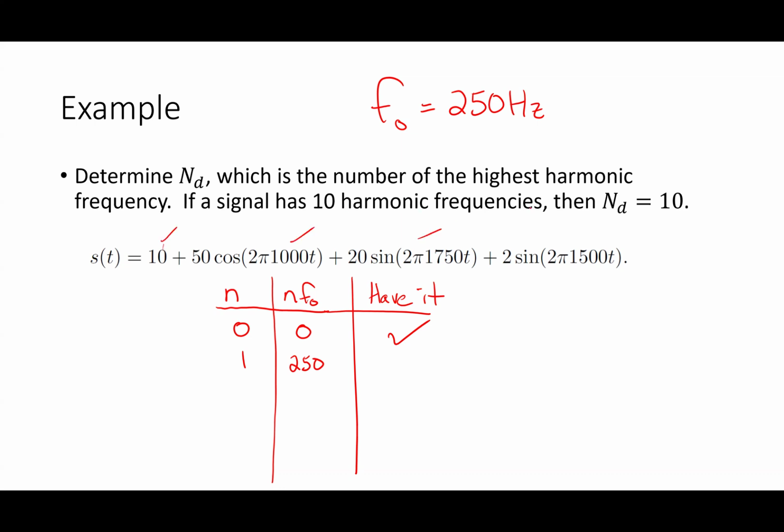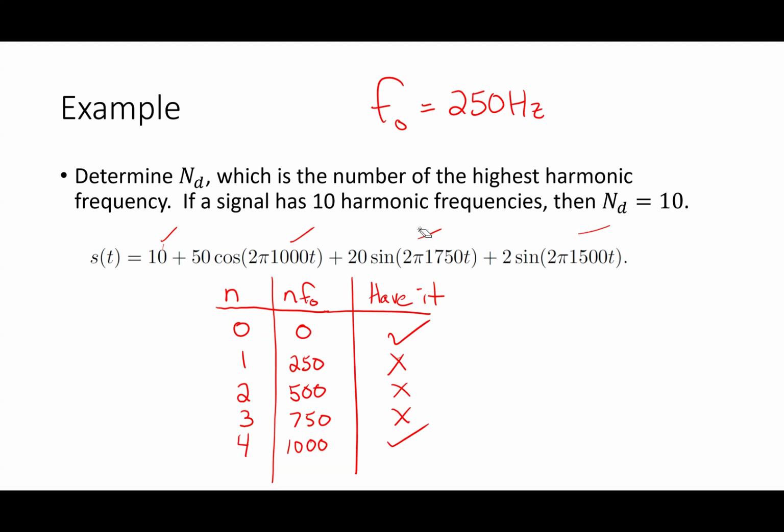How about these guys? Are either of them 250 hertz? No. So I don't have that. Second harmonic. What would the second harmonic be? 500. Yep, 2 times 250. Do I have any of that? No. Third harmonic. That would be what? 750. Do I have any of that? No. Fourth harmonic. What's that? 1,000. Do I have any of that? Sure do.